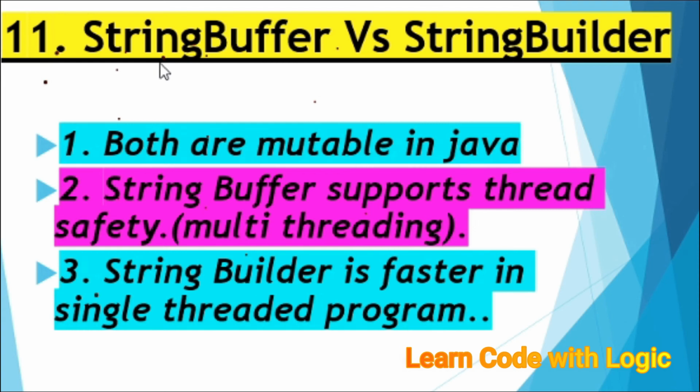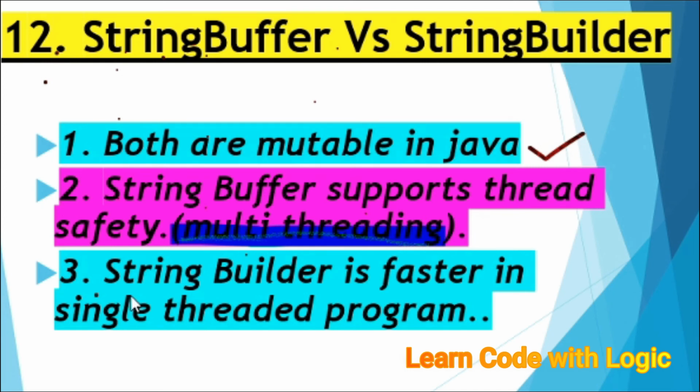Then let's see the differences between string buffer and string builder. The similarity is that both are mutable classes. The only difference is that string buffer supports thread safety. You can do multi-threading here. Multi-threading means performing many threads concurrently. What is threading, what is multi-threading, what is concurrency? I will talk about these concepts once I start the threading topic. But for the time being, you have to understand that this supports multi-threading.